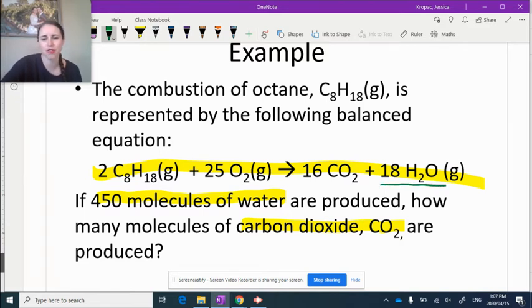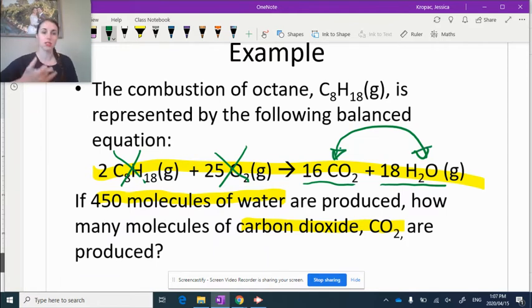And it's asking us information about carbon dioxide. Notice that it actually doesn't say anything about oxygen, and it doesn't say anything about octane. So that means we can essentially ignore oxygen and octane, because all I care about is the relationship between carbon dioxide and water, because that's what the question's asking. So let's see how we would set up this molar ratio.